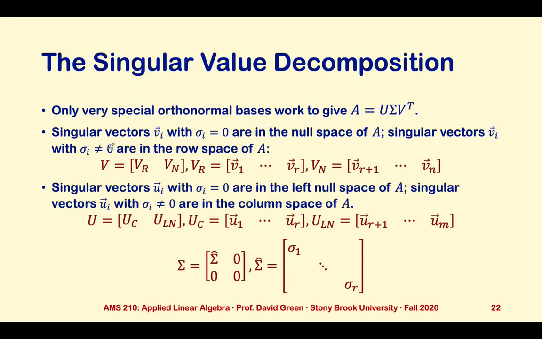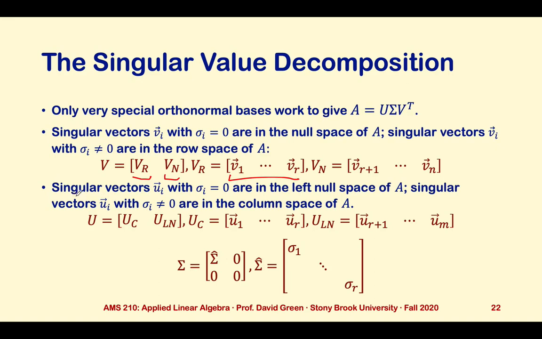That means that we can think about breaking up V into two pieces. A piece that has r vectors, where r is the rank, the dimension of the row space, that are an orthonormal basis for the row space of A, and a block of n minus r vectors that are a basis for the null space of A in R^n.